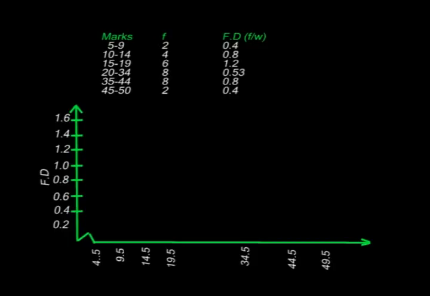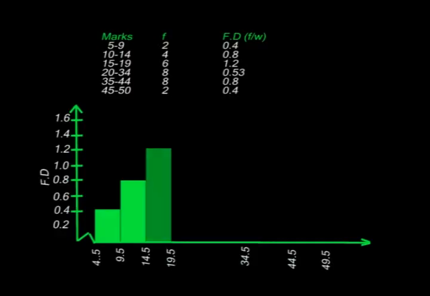So for the first bar, 4.5 to 9.5, that is an interval of 5, and the frequency density is 0.4. So there we have that. Next, we have a bar of equal width as the first one. 9.5 to 14.5 again is a difference of 5, so the bar has the same width. Frequency density 0.8, we have it there. The third one again has an interval of 5, same width, with frequency density of 1.2.